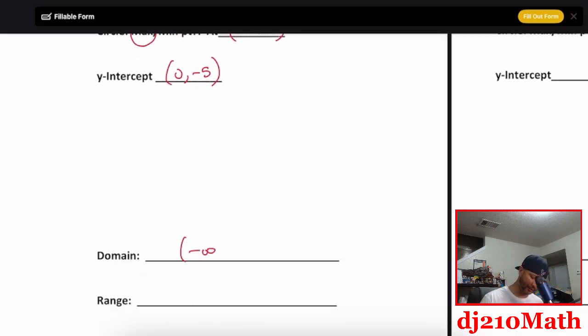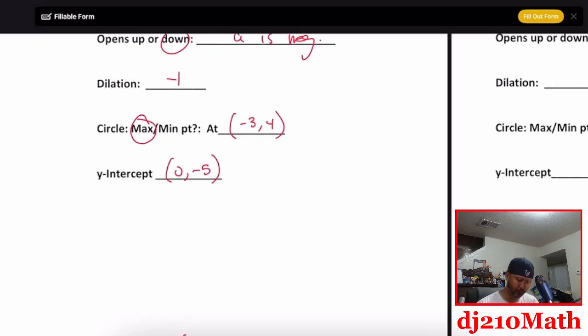Domain, you guessed it, all real numbers. And then the range is going to go, since it opens down, from -infinity up to whatever the y value of the vertex was. 4.